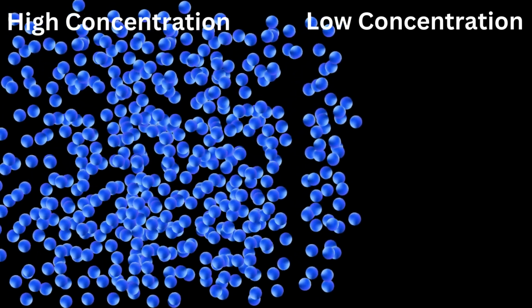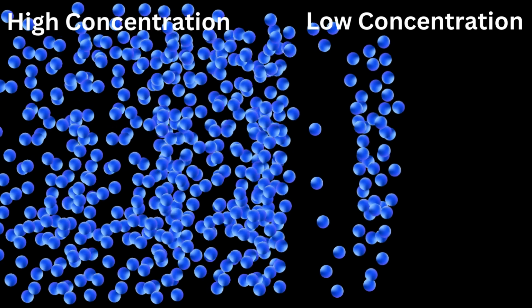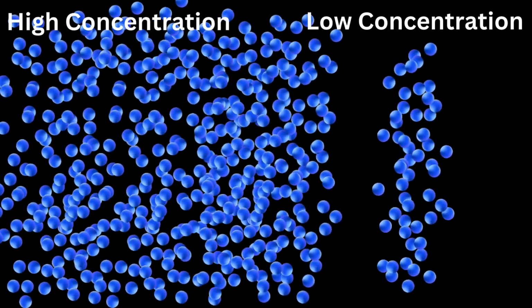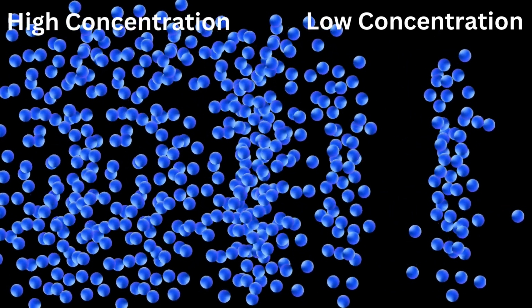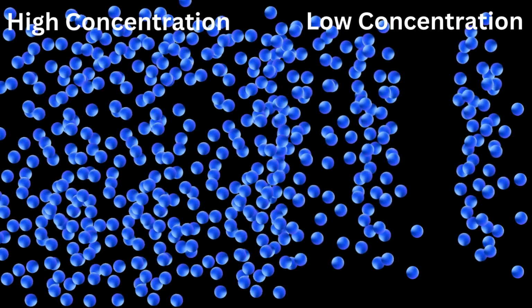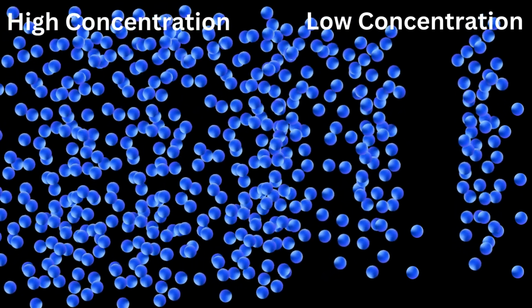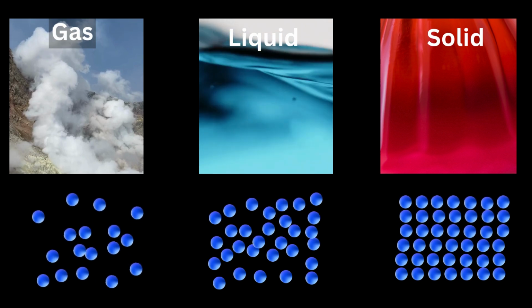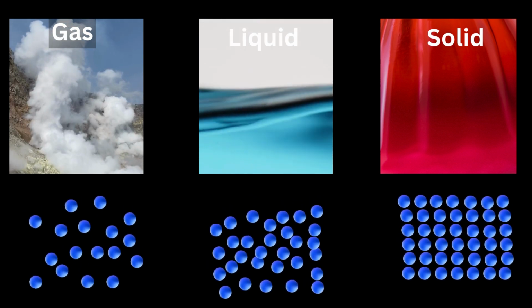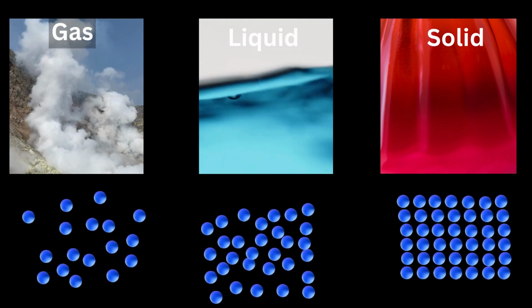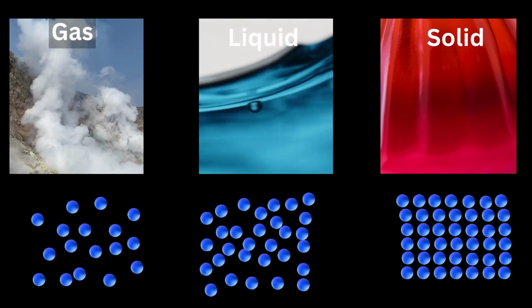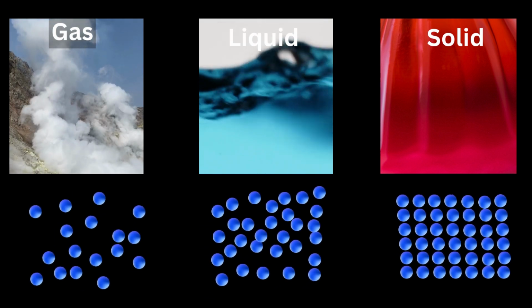Diffusion is the passive movement of molecules or particles from a region of higher concentration to a region of lower concentration, driven by their kinetic energy, until equilibrium is reached. This process does not require external energy. This natural process occurs in gases, liquids, and even some solids, and plays a crucial role in many biological and physical phenomena. How does diffusion work?